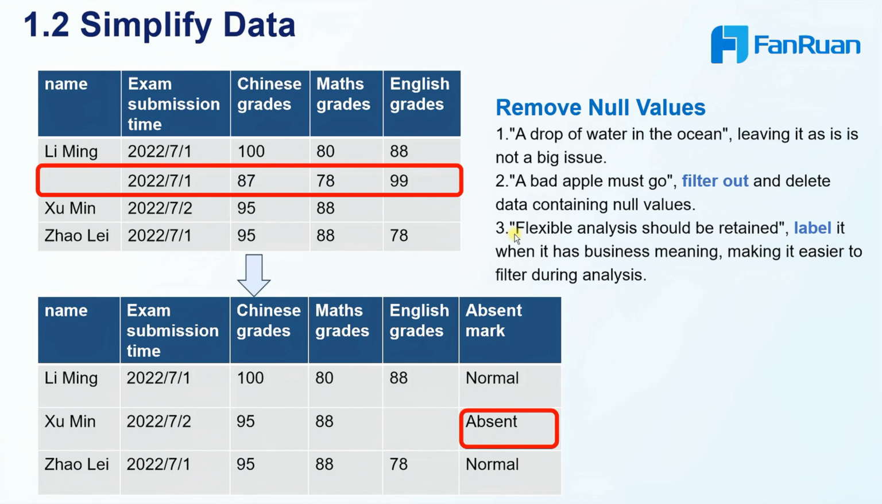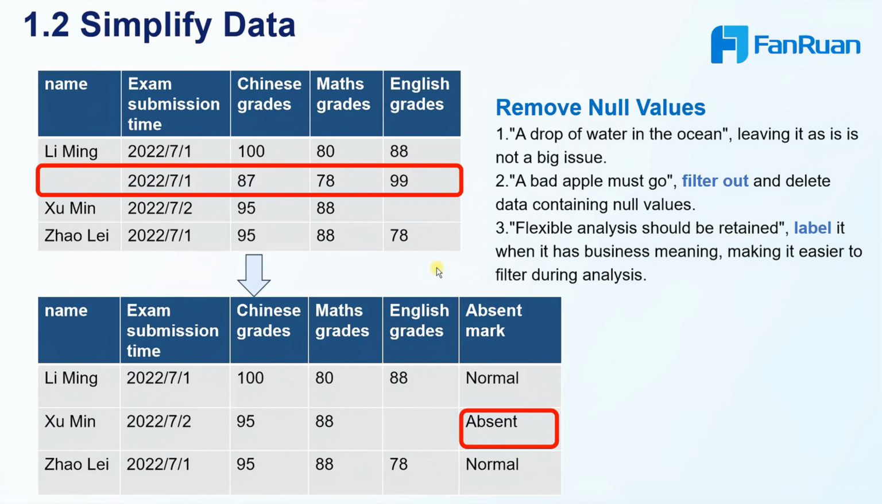The third situation is when the null value seriously impacts the analysis, but it also has business meaning, and you can't just remove it. For example, Sumin's English score is empty in the third row. But can I just say, we'll remove Sumin from my class? Of course not. This would leave her off the grade report. Why? Because Sumin might have missed the exam due to illness.